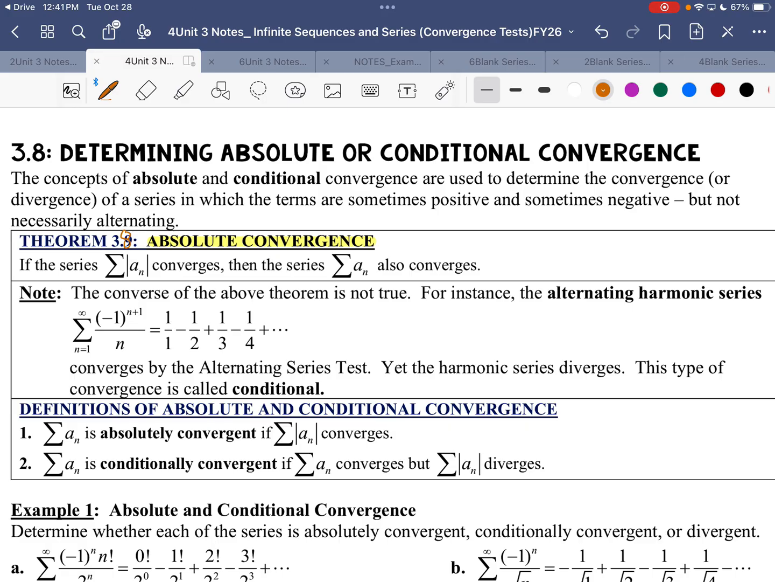So if this series, absolute convergence says if I take the absolute value of the series, so I'm ignoring the fact that it's alternating, and I'm just looking at if the series was absolute valued. If that converges, then the original alternating series converges absolutely. Because sometimes some of these alternating series are only converging because they're alternating series.